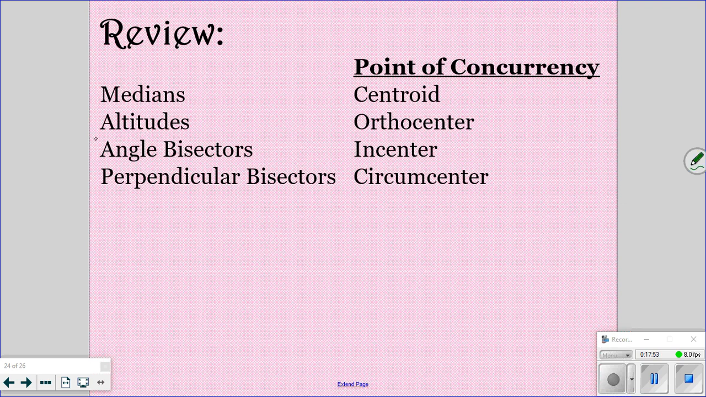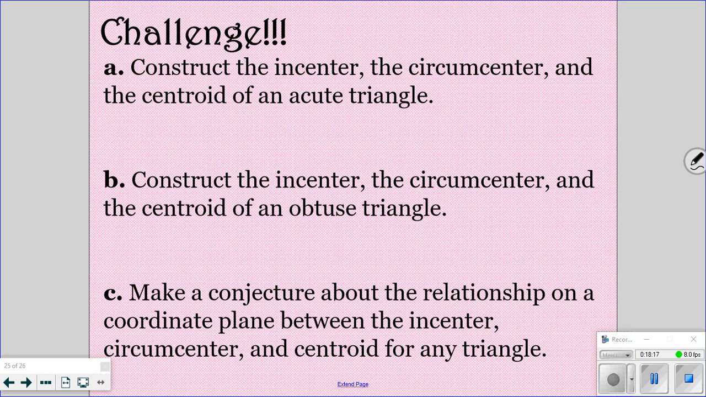One pattern that I've noticed, these are your vowels, and these are also your vowels. This is a consonant, and these are also your consonants. So vowels go together, consonants go together. So that'll at least give you down to a 50-50 shot there. So now we're going to look at your challenge question. We want you to construct the incenter, the circumcenter, and the centroid of an acute triangle, the incenter, circumcenter, and centroid of an obtuse triangle, and then what is the relationship about the incenter, circumcenter, and centroid for any triangle.